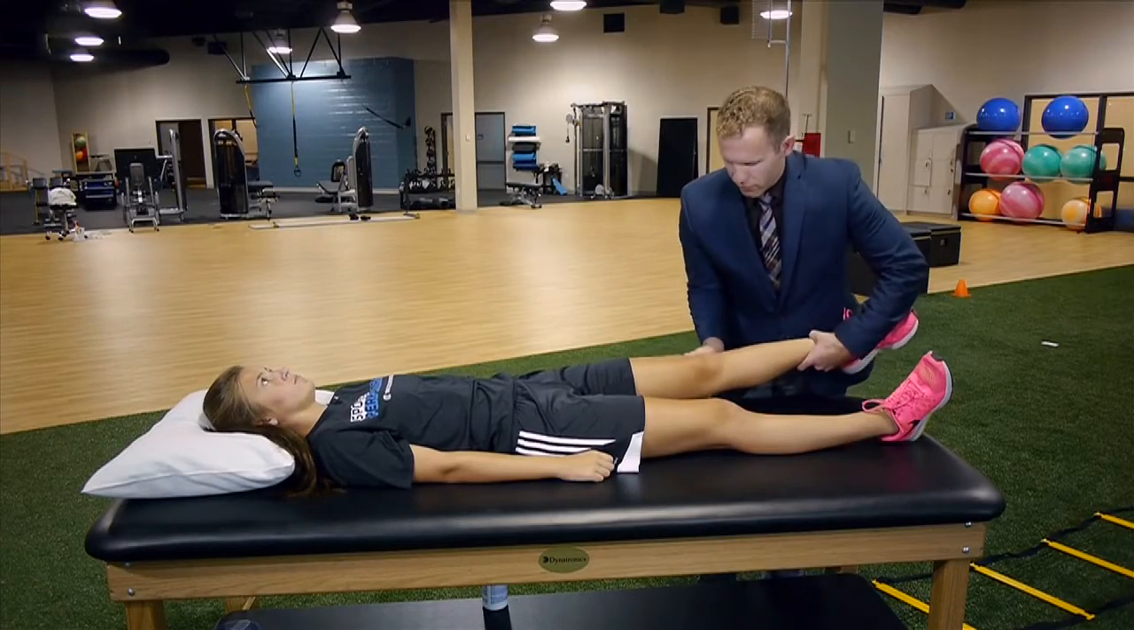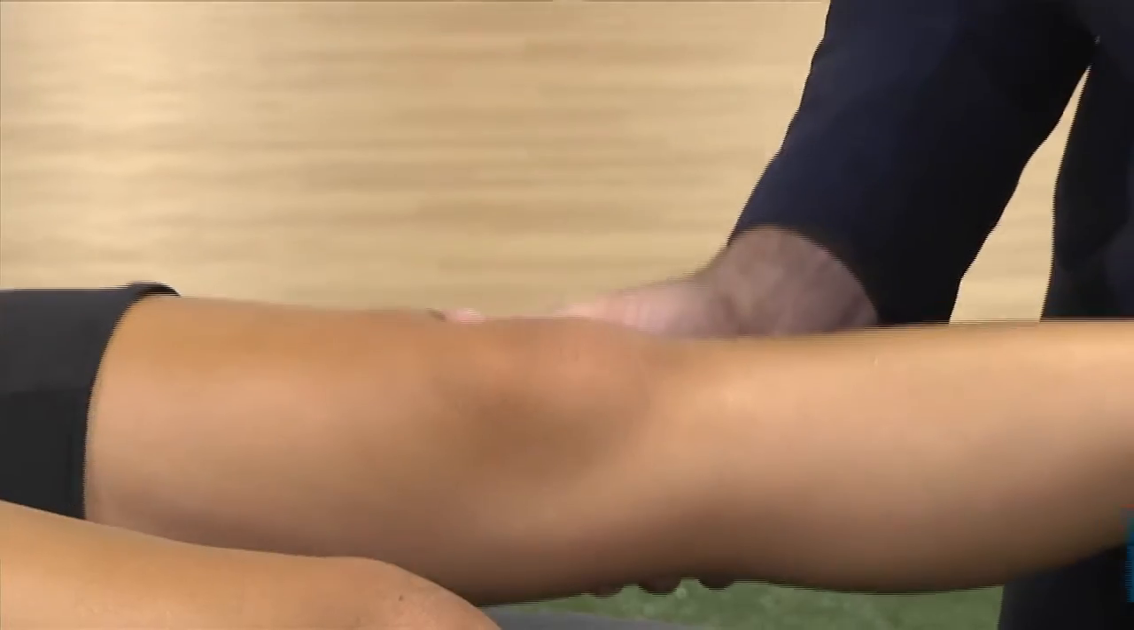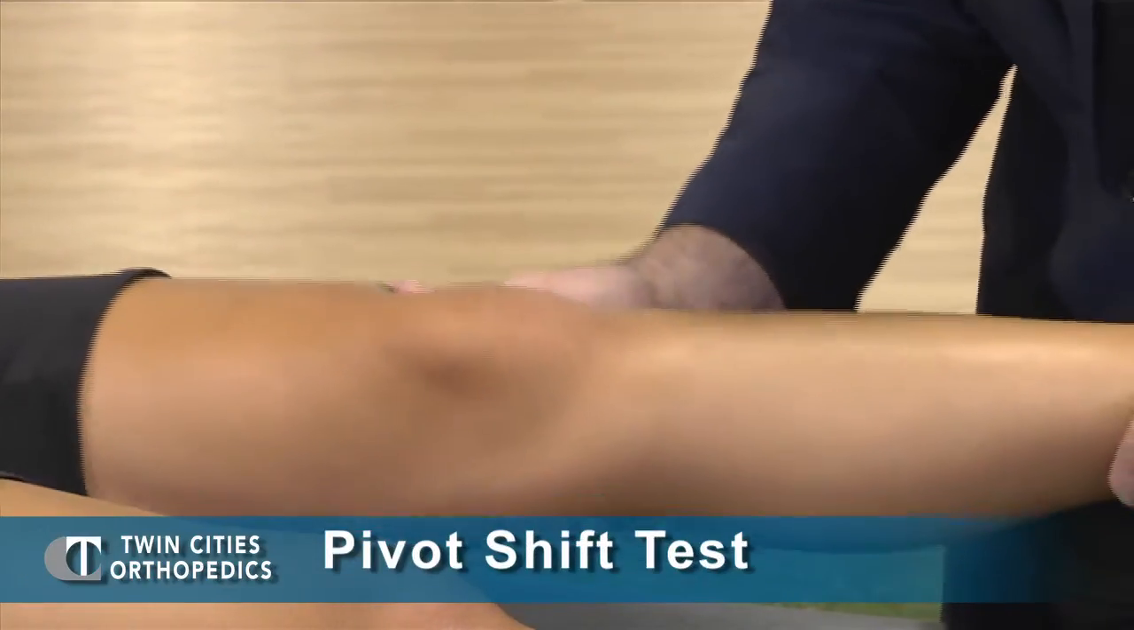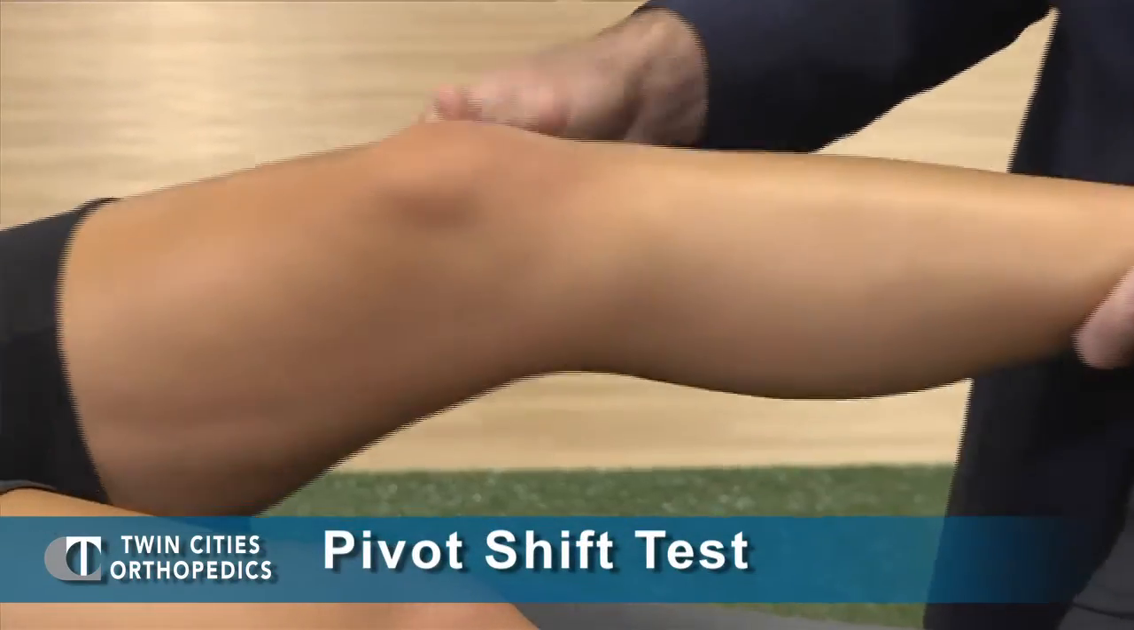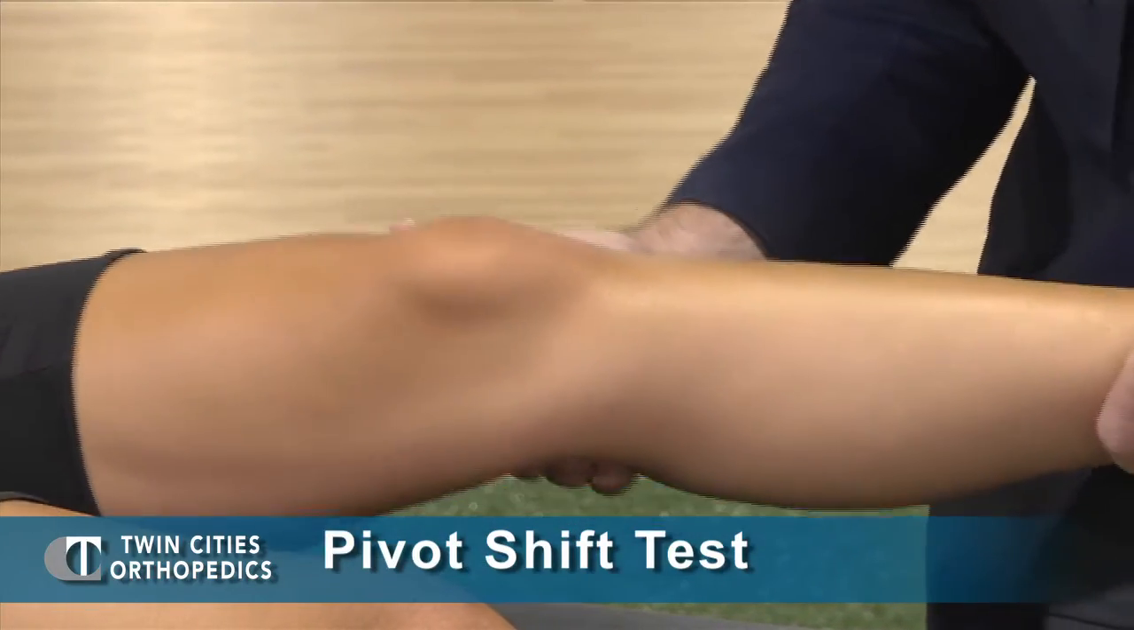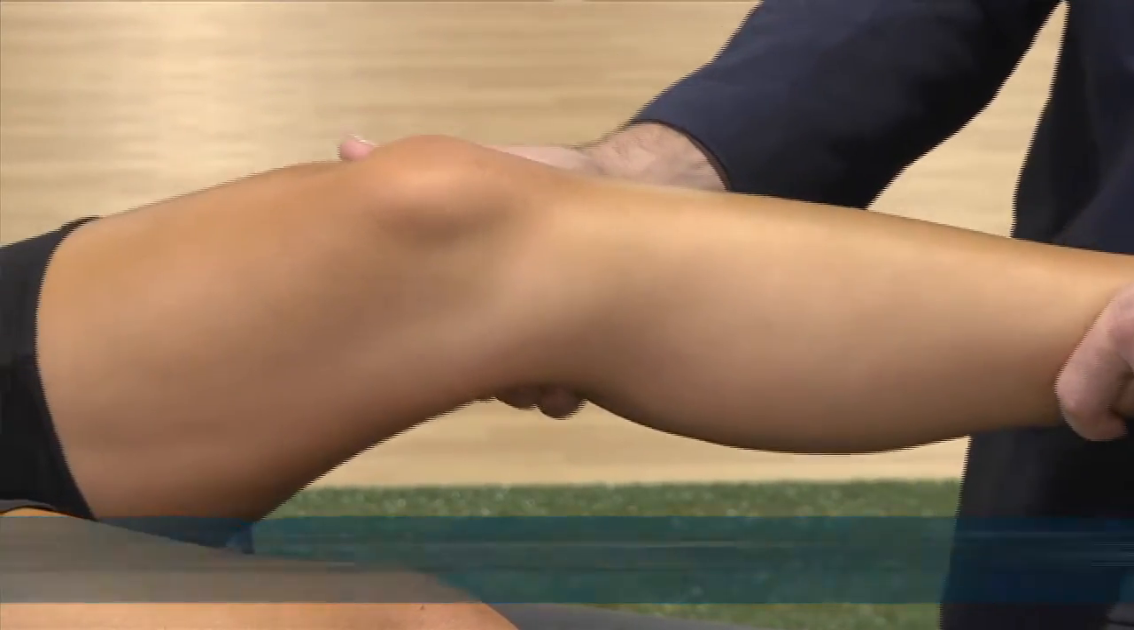In addition, we can apply a rotational load, and we can see that in her case we get a nice smooth applied load, and we're not seeing what's called a pivot shift, where the knee will shift if the ACL is torn.